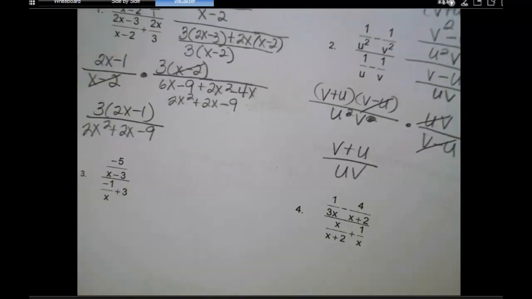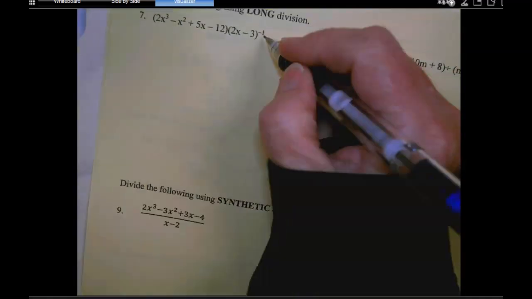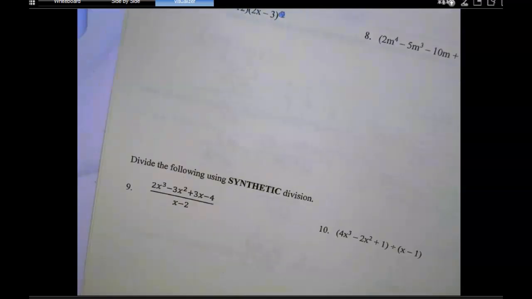Okay, so any questions over those? All right, y'all, I'm going to leave the next 4, and I'll let you work those, and I'll let you check them after you're done. On number 7, can you cross out that -1 there? That's a typo.